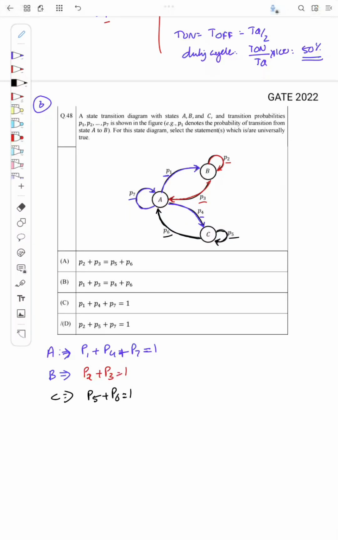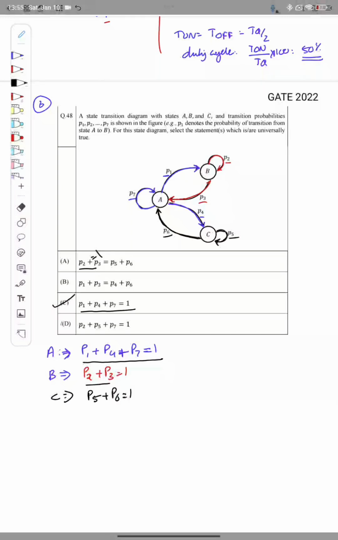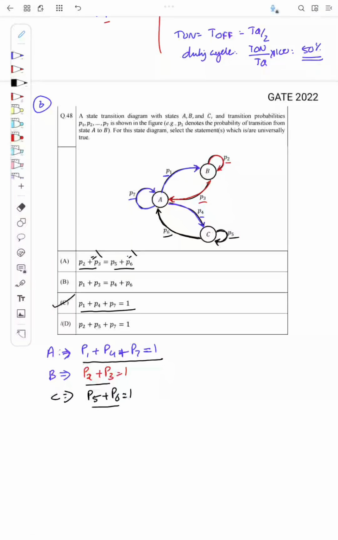Okay, now if we see here in the options, P1 plus P4 plus P7 equal to 1 is there in option C. So this is an option which is correct. Okay, we'll see option A, P2 plus P3. We know this is equal to 1, and P5 plus P6 is also equal to 1. So both are equal. P2 plus P3 is the same as P5 plus P6. So option A is also correct.